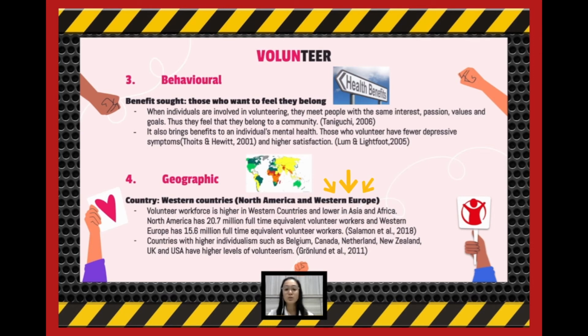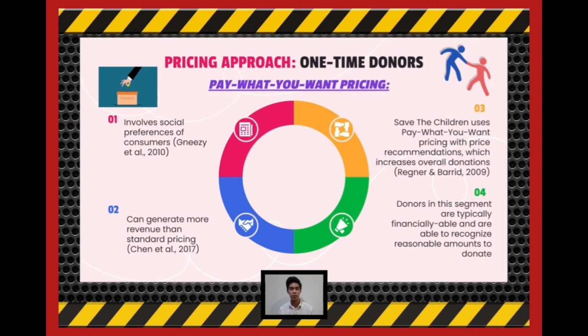Moreover, Western countries with higher individualism, such as New Zealand, the UK, and the USA, have higher levels of volunteerism. For the segment of one-time donors, Save the Children uses the pricing method of pay-what-you-want pricing. Pay-what-you-want pricing is a relatively new pricing method and involves the social preferences of customers. As the name entails, pay-what-you-want pricing allows customers to choose how much they wish to pay for a particular product or service. It can be easily assumed that such a system will generate less profit than traditional means.